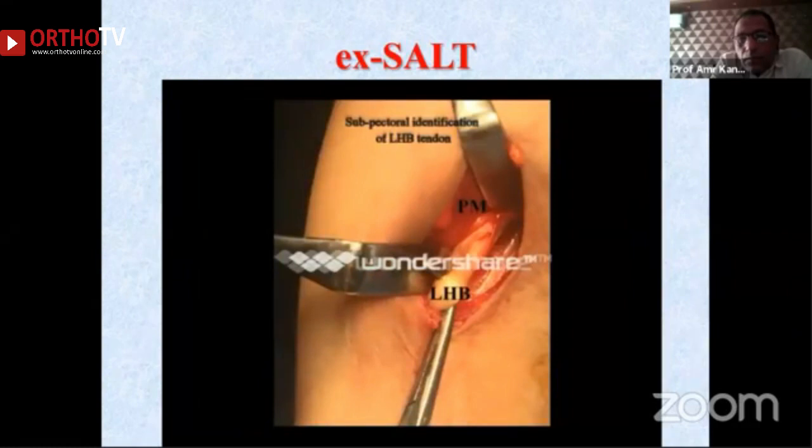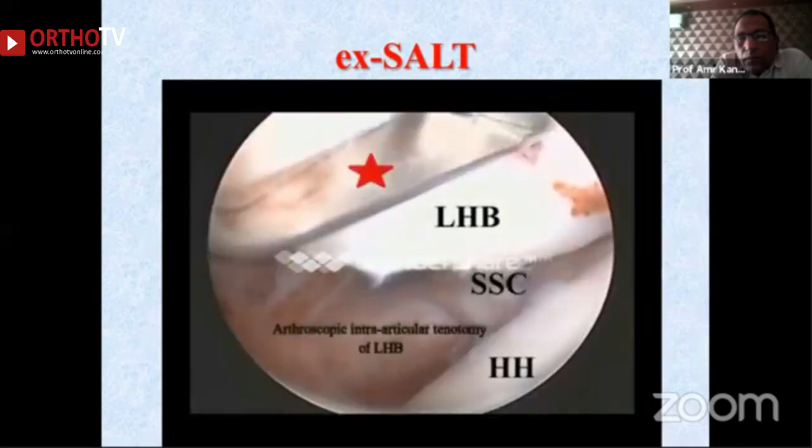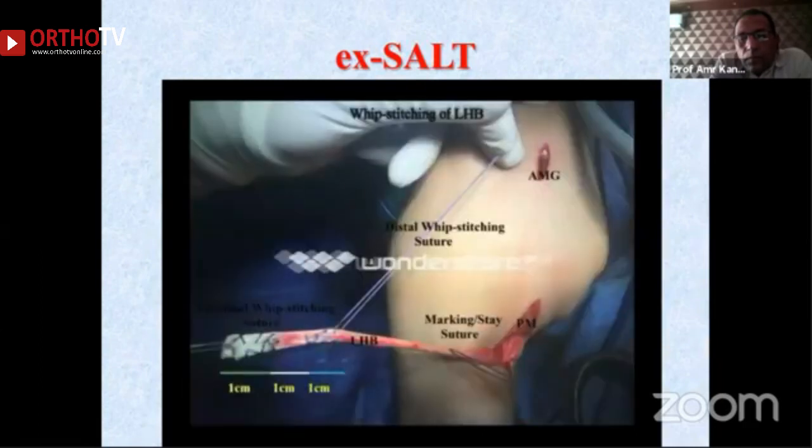The anteromedial side of the upper arm is explored by blunt dissection until identification of the long head of the biceps tendon, which can be stitched at the level of the lower border of the pectoralis major by absorbable suture. Under arthroscopic visualization, tenotomy of the long head of the biceps is performed afterwards. The long head of the biceps tendon is pulled out from under the cover of the pectoralis major.